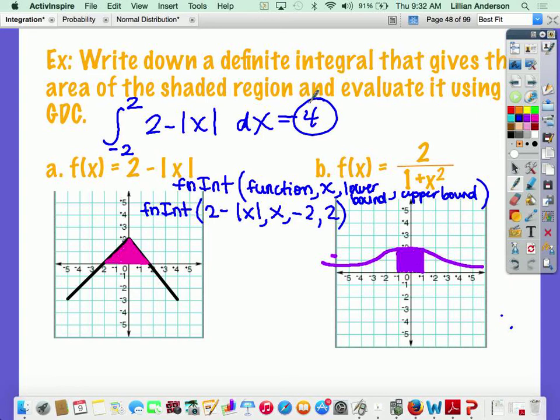All right? And also, if you look, what shape is this? You can always refer back to your old school geometry, geometric shapes. What's the area of a triangle? One-half. My base is 4, my height is 2, and you get a 4. So would it be easier to do it that way?